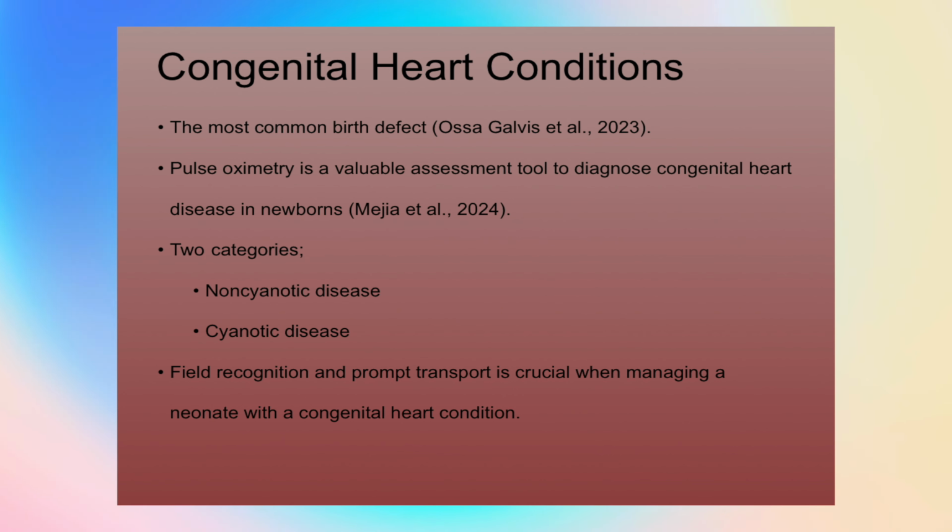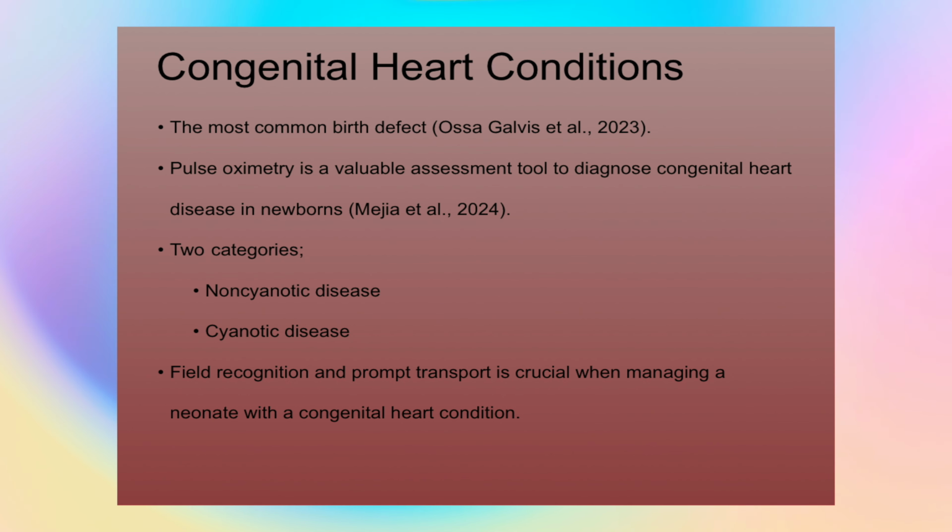Tetralogy of Fallot is a combination of ventricular septal defect, pulmonary stenosis, right ventricular hypertrophy, and an overriding aorta. With tetralogy of Fallot, the ventricular septal defect causes oxygenated blood to flow from left to right. Pulmonary stenosis puts more strain and pressure on the right side of the heart, making it work harder. Right ventricular hypertrophy is a result of the pulmonary stenosis because of that increased right-sided demand. And these defects all result in poor oxygenation.